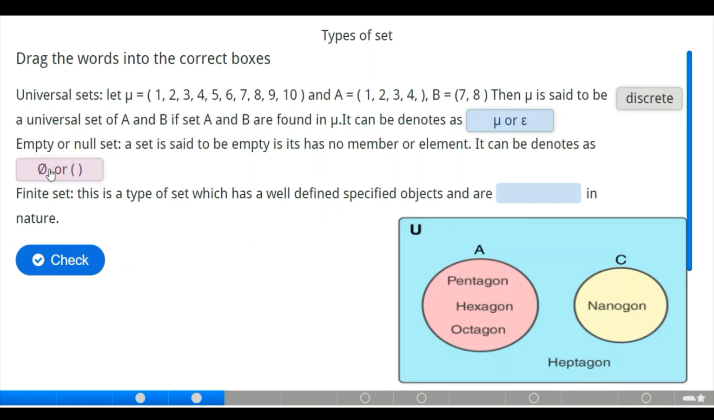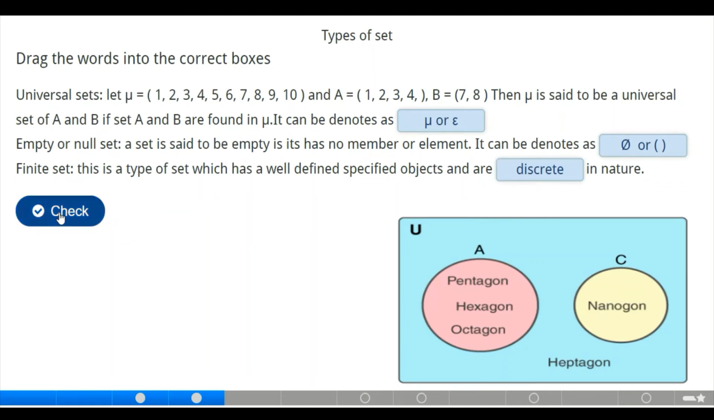Now we're talking about finite sets. This is a type of set which has well-defined, specific objects, and they are discrete in nature. So they are specified, something like I have a set A to be 1, 2, 3, 4, 5. Within that set, what are the members that you have there? We have 1, 2, 5. So they are discrete in nature and that gives a finite set.